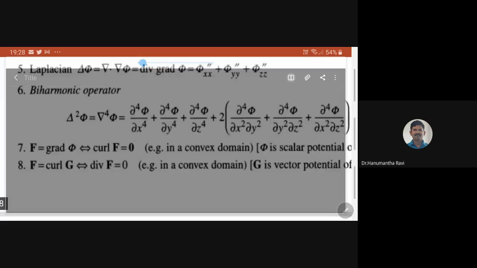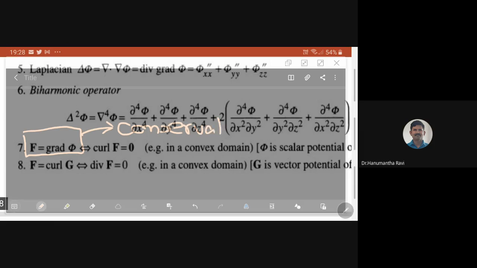See here, these are very important things. If there is a phi such that f bar is equal to grad phi, then it is called a conservative vector field. F bar is conservative, we can say, and phi is called the potential. And this is nothing but curl f bar equal to 0. In that case, f bar is irrotational. This is very important.